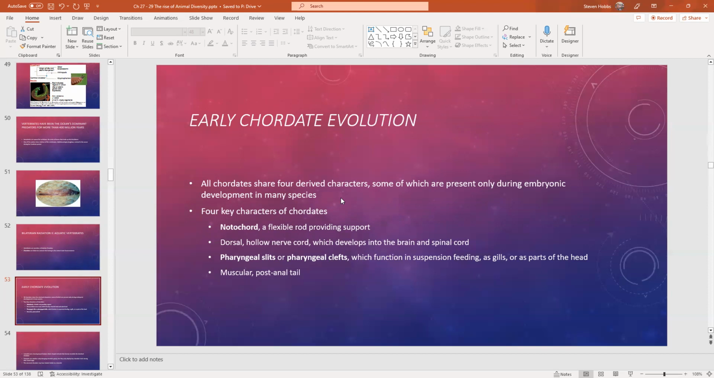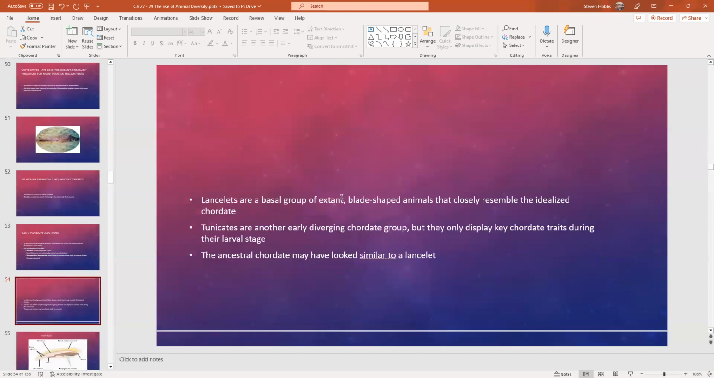We have pharyngeal slits or pharyngeal clefts. Those function in suspension feeding, such as gills. Or later on, they can develop into parts of the head, and then have a muscular post-anal tail. Some maintain that tail, others it doesn't really grow. Human beings don't really have a tail, but we do have a tailbone. Lancelets are our basal groups of extant blade-like animals that most closely resemble the idealized chordate. I'll show you a picture of that in just a second.